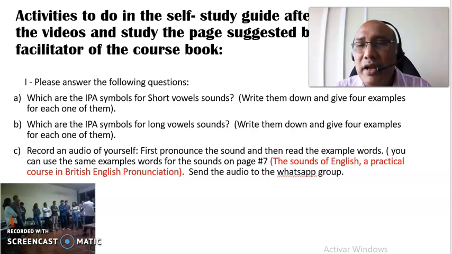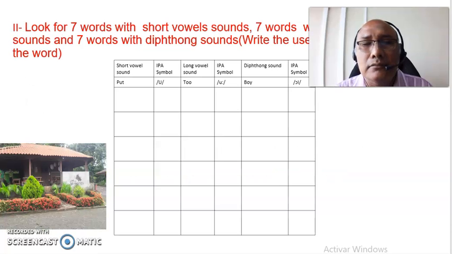And after you practice and you feel comfortable, please send the audio that you record to the WhatsApp group so I can hear the sound that you produce. This is very important and also is part of the exercises that you need to do in this self-study guide.